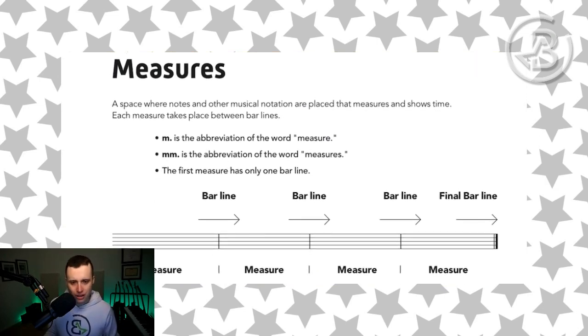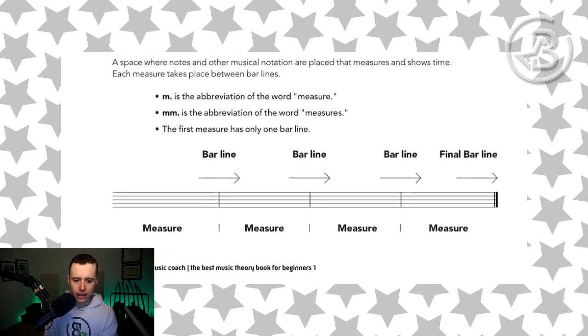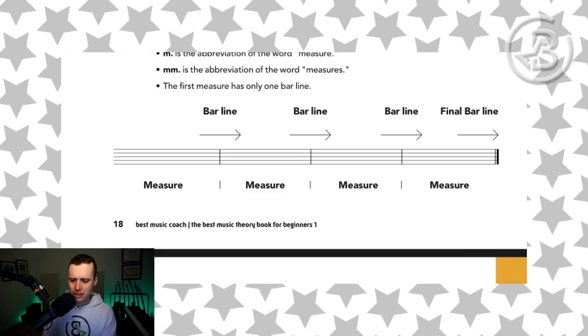A measure is a space on the staff where notes and other musical notation are placed, and the measure shows time. It shows, from left to right, when we count or we clap. Time is happening when we go from left to right. So you can see that in between each bar line, there is a measure.